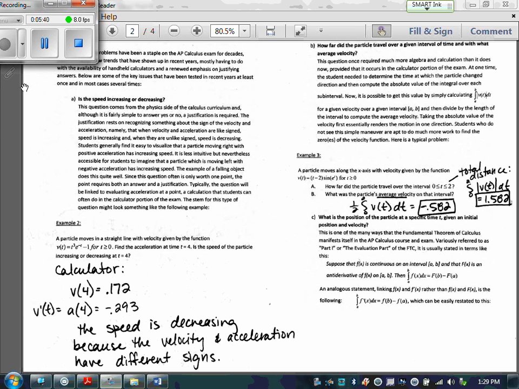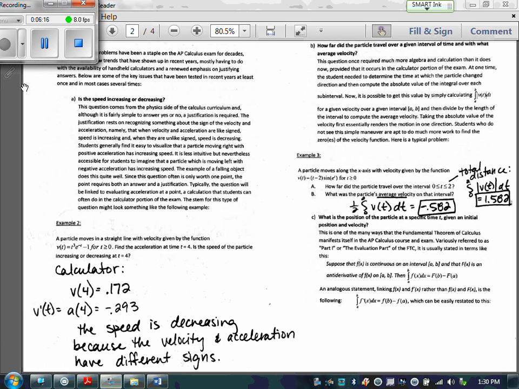The second part of the question, though, says, is the speed of the particle increasing or decreasing at t equals 4? So we found the acceleration was negative. Does that mean it's decreasing? Not necessarily until I pay attention to what's happening with the velocity, right? So how would I figure out the velocity at t equals 4? I need to plug a 4 into my velocity function. Making sure in your calculator that you turn off your derivative and turn on the velocity function, then you can do second trace value 4, and you should end up getting positive 0.172.